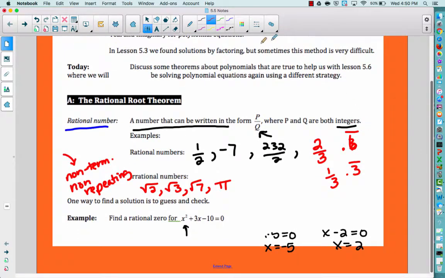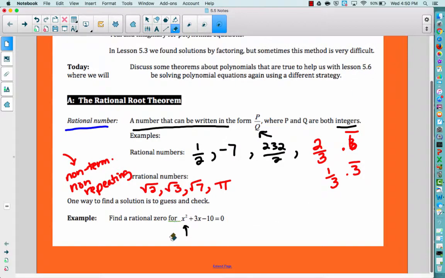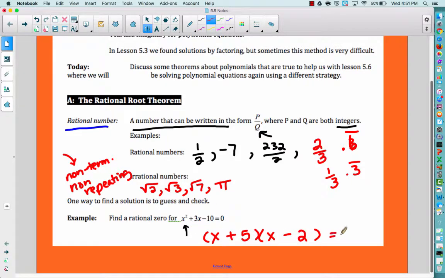All right, so one way for us to find rational zeros is to use the methods we've been learning by factoring. So if I want to find the zero for a quadratic equation, I can try to solve by factoring. So that means guess and check. Look for factors of -10 that add to 3. So I think you hopefully are seeing that it's +5 and -2. And then we set each factor equal to 0 to get the roots. So we get x equals -5, which is a rational number, and then x equals 2, which is a rational number.